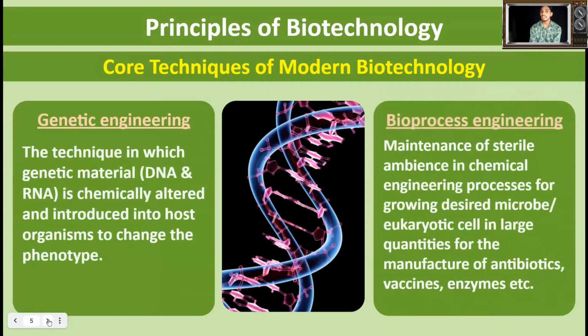So what is that exactly? The technique in which genetic materials such as DNA, that is deoxyribonucleic acid, and RNA, ribonucleic acid, are chemically altered. When you talk about alteration, that means you're making changes, okay, and introducing them into the host organism to change the phenotype. You will change its appearance. There is a word phenotype written. So what is genetic engineering? The technique in which genetic material, that is DNA and RNA, is chemically altered. That is the most important thing in genetic engineering.